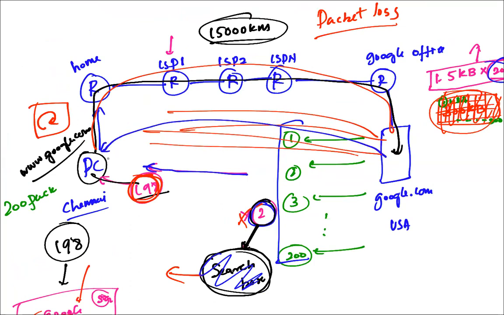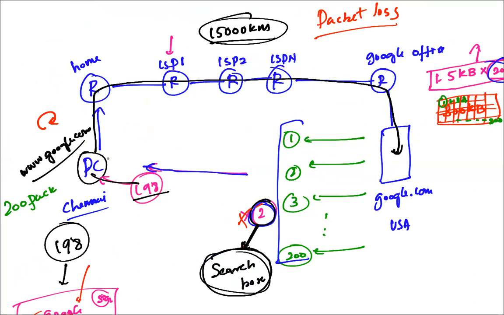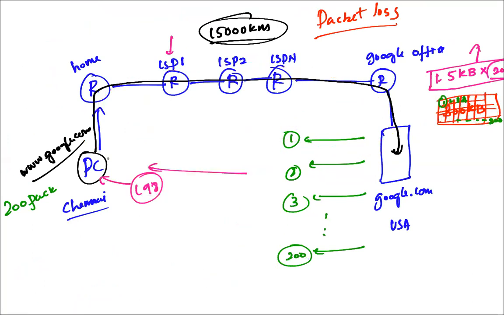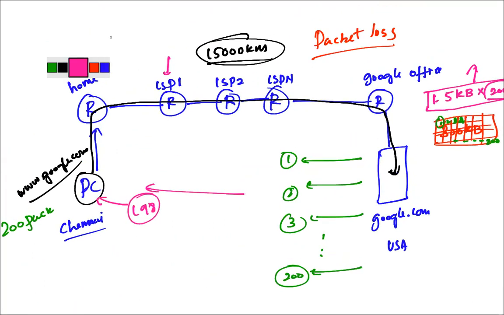We don't know if it is 1% or 2% data loss, then we are missing Google. We are missing a few portions of the web page, correct? Okay, so how do we fix it? That is where we really need this protocol, which is TCP. TCP deals with reliability.